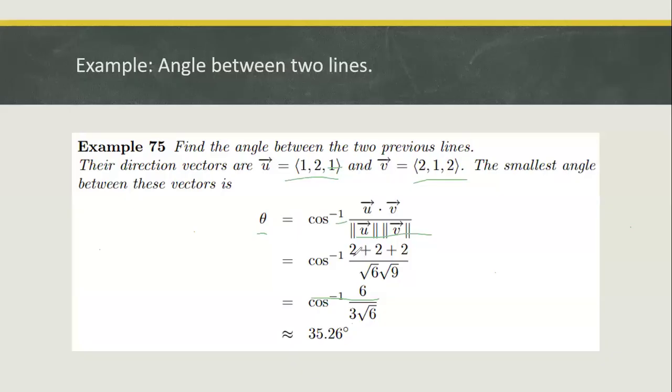So it would basically be 2 plus 2 plus 2 over the root of 6, the root of 9. So this would work out to 6 in the numerator. And if we square root 6, that would give us 3 root 6. And if we put this into the calculator, it works out to the angle 35.26 degrees.